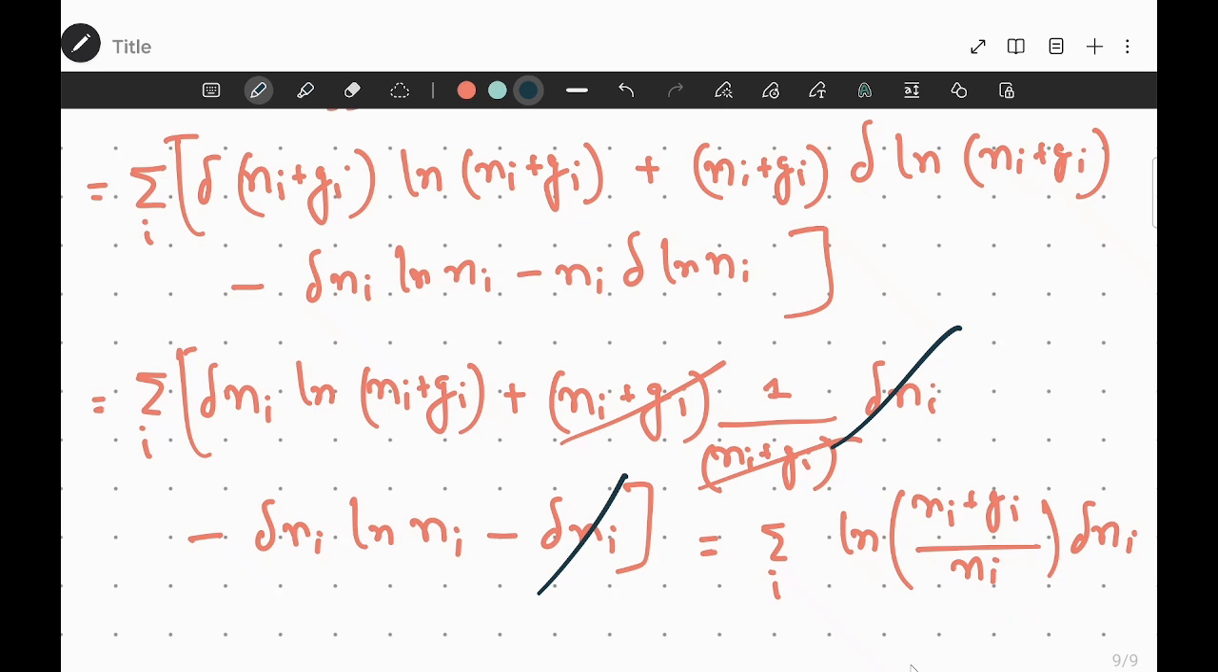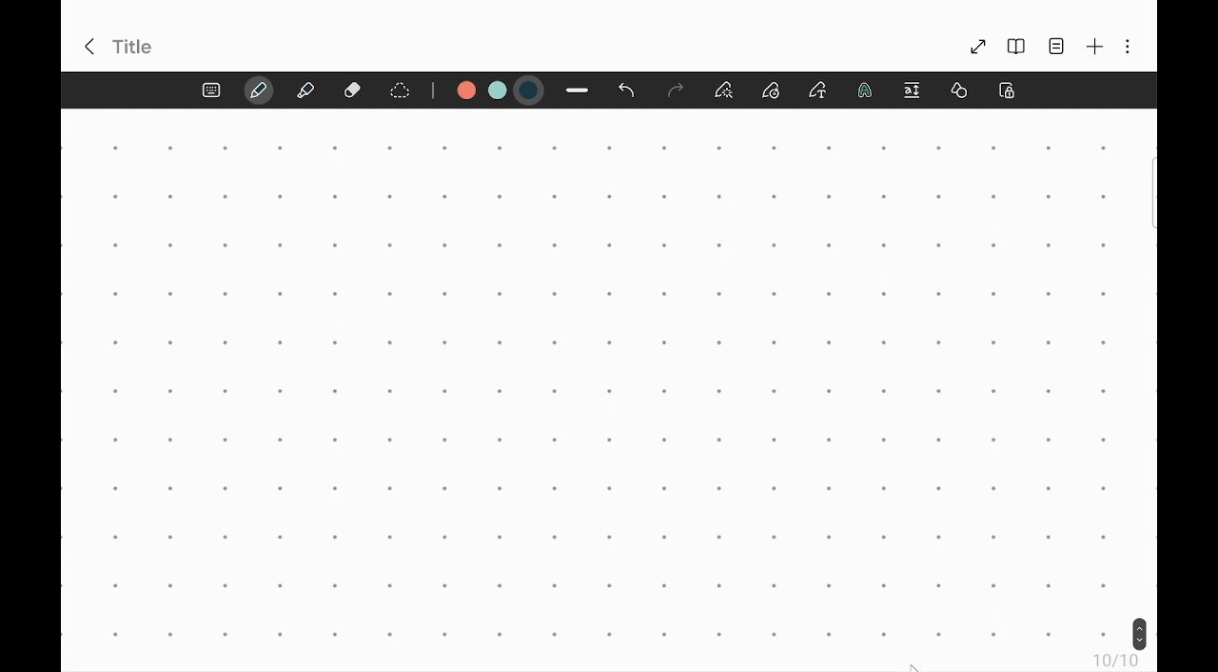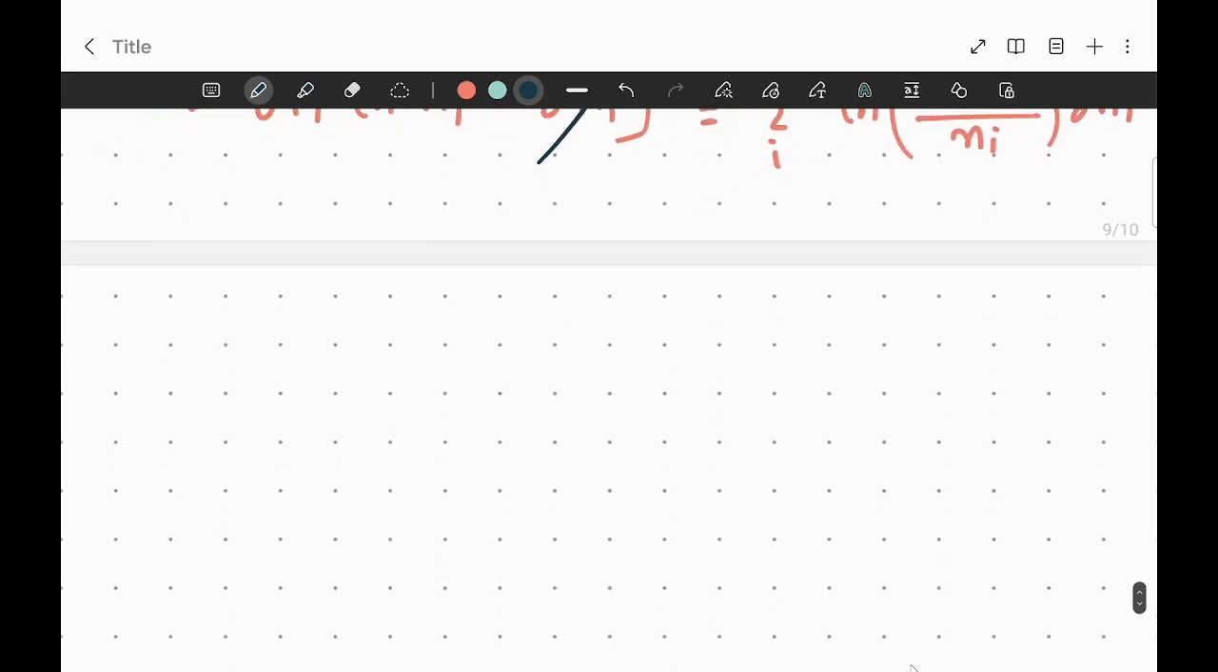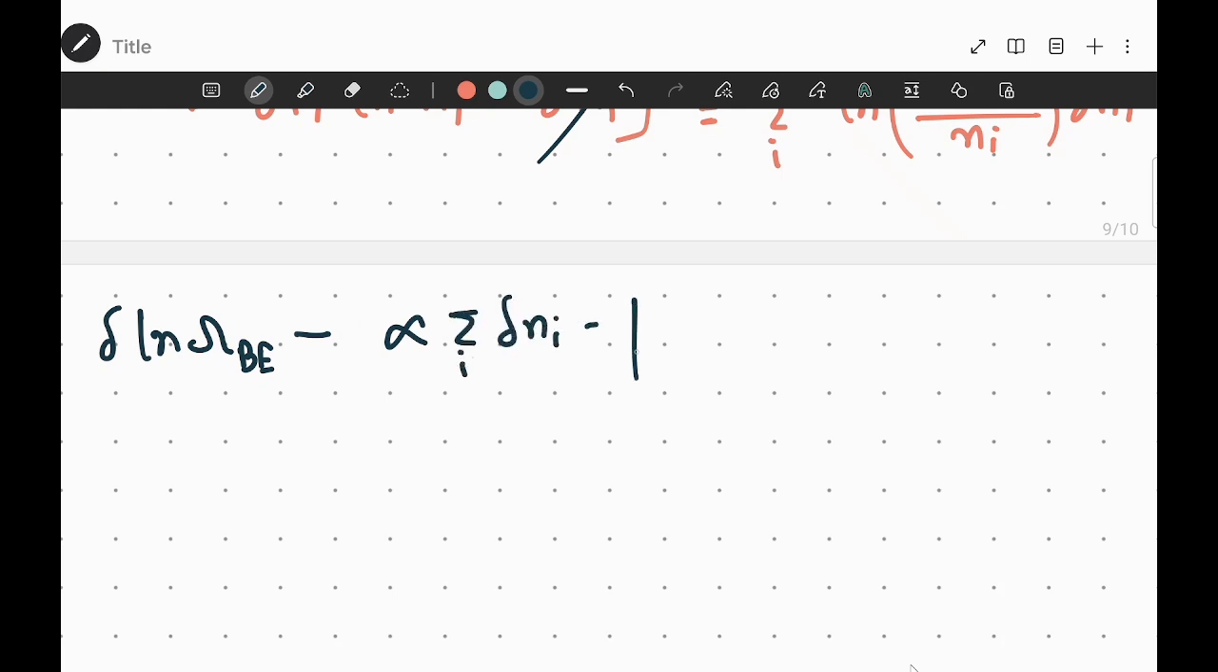If you don't ignore this one, the same result will come, because when you differentiate with respect to one, eventually that will be 0. So the result will be similar. Now we have to write in terms of the Lagrangian undetermined multiplier, same thing, nothing new. This should be 0.